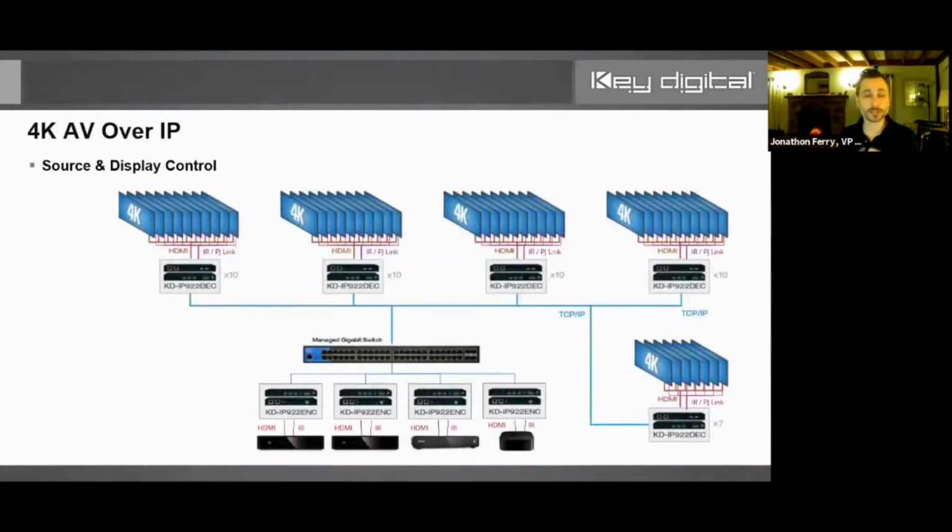So now we're controlling not just the KeyDigital AV routing, but turning on and off the displays, controlling volume on those displays, controlling your cable boxes, Apple TV and Roku as well via IR. So this does just about everything.